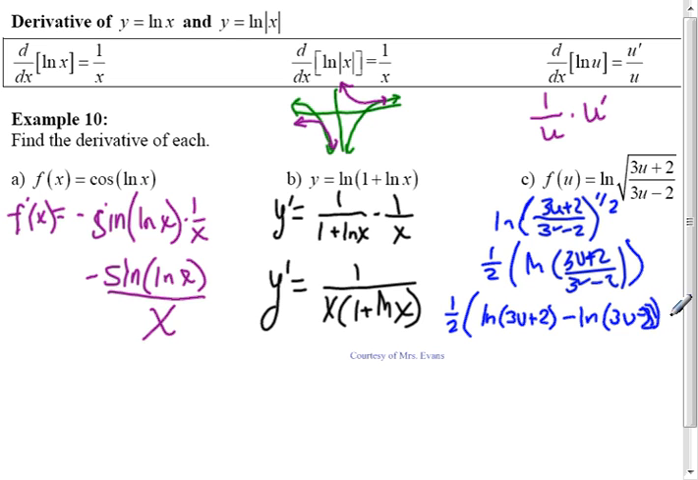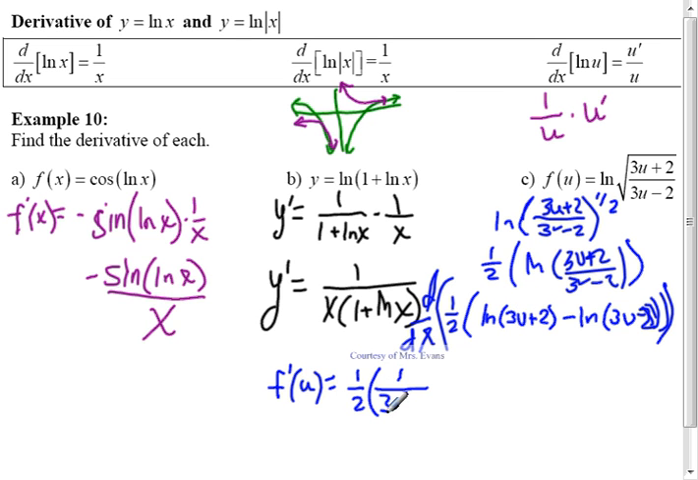Alright, so now I can take the derivative from this point. So now I'll take the derivative of this. So I'll get f prime of u equals, and the 1/2 stays there. The derivative of ln of 3u plus 2 is just going to be 1 over 3u plus 2 times the derivative of the inside, which would be 3. But I'm going to write that right at the top there.